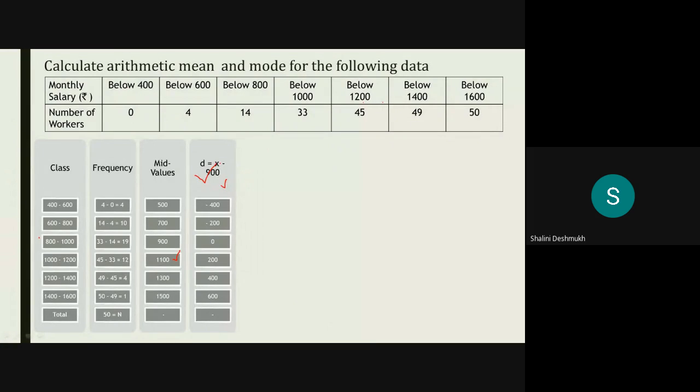Now the next step will be d dash. So d dash is equal to the difference divided by the height of the class. How do we find the height of each class? That is upper limit minus lower limit. So 600 minus 400 is 200. Mostly all are 200. So there is no problem for the calculation of d dash. So the next column will be d dash.